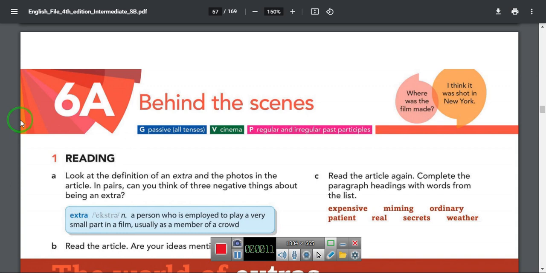And grammar for today is passive, all tenses. Vocabulary is cinema and pronunciation is regular and irregular past participle.